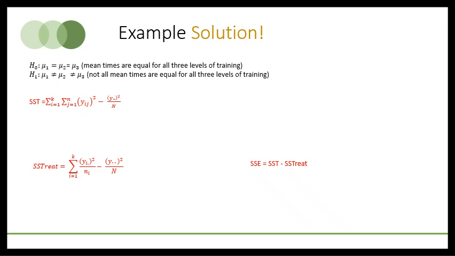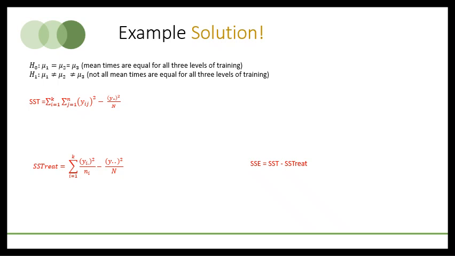Now, let's recall the hypothesis for this example. The null hypothesis is mu1 equal to mu2 equal to mu3, which is mean times are equal for the 3 levels of training. And the alternative hypothesis is mu1 is not equal to mu2 is not equal to mu3, which is not all mean times are equal for all three levels of training.